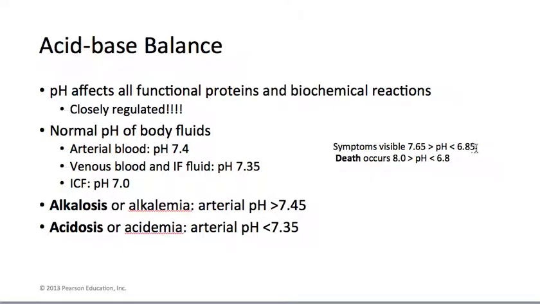You start to see physical symptoms in patients when you're between these levels of 7.65, 6.85, and then there's physical death when you get to these levels around 8 or 6.8. So it's really important that we know what these things are. Physically, biochemical reactions don't occur when you get off of this perfect pH.